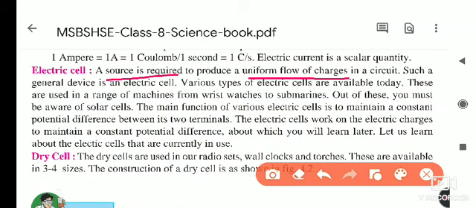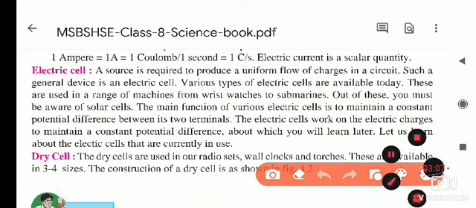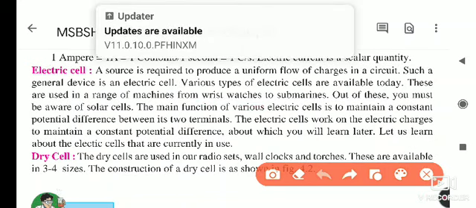So we have to write a short note. The definition alone is not sufficient for this question. Various types of electric cells are available today. These are used in a range of machines, from wristwatches to submarines. Out of these, you must be aware of the solar cell.